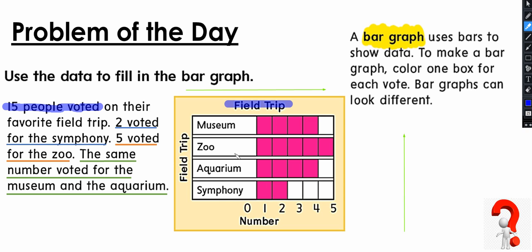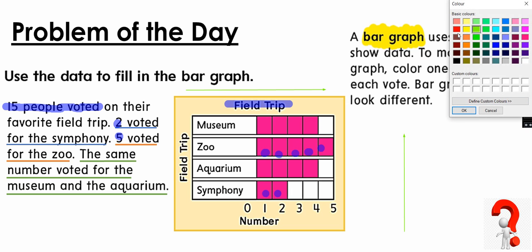2 voted for the symphony. Symphony is right here. 1, 2, we have that. 5 voted for the zoo, 1, 2, 3, 4, 5. Now there are no numbers given for the museum or aquarium, but because we know it's 15, we already have 7. 5 plus 2 is 7. So 15 minus 7, how much is 15 minus 7? Can you think? It's 8. So we are left with 8.